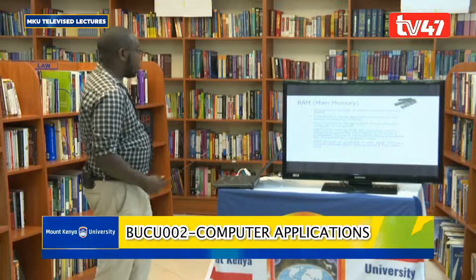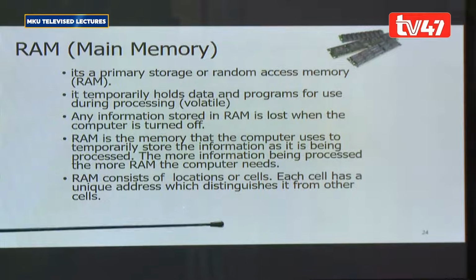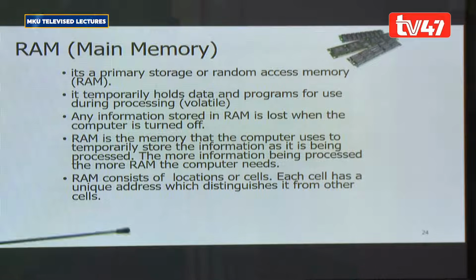So the RAM consists of locations or cells. Commonly, we call them cells because they hold information. Each cell has a unique address which distinguishes it from the others. That makes it easier for the CPU to locate a specific place where to get the information.